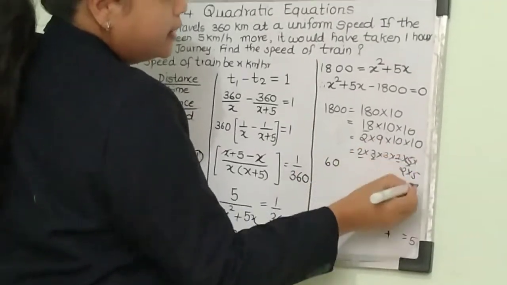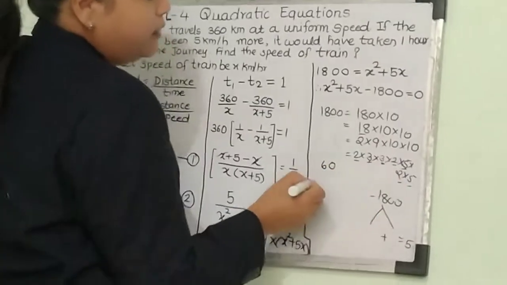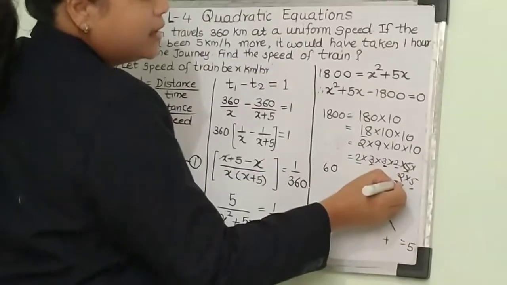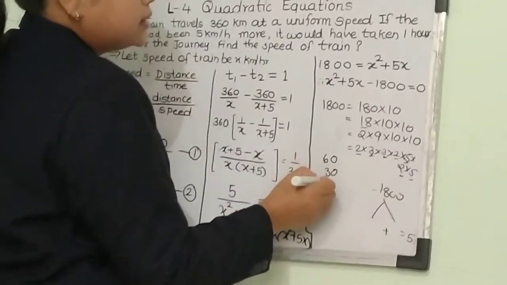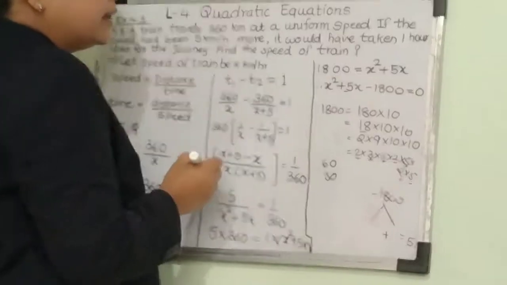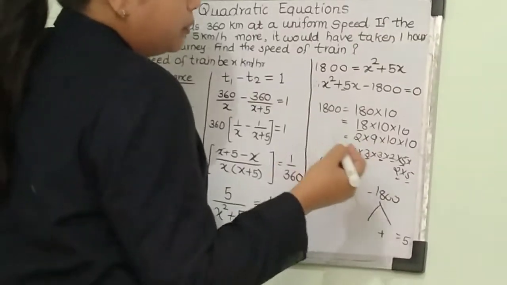Now what are the left? That is 2, 3 and 5. 5 2s are 10, 10 3s are 30. So 60 and 30, we didn't get the 5 sum. Now take one more time.